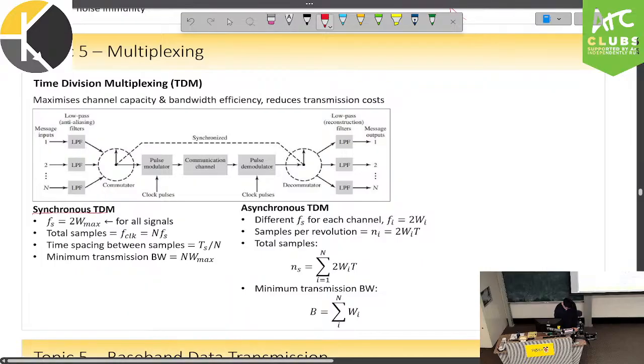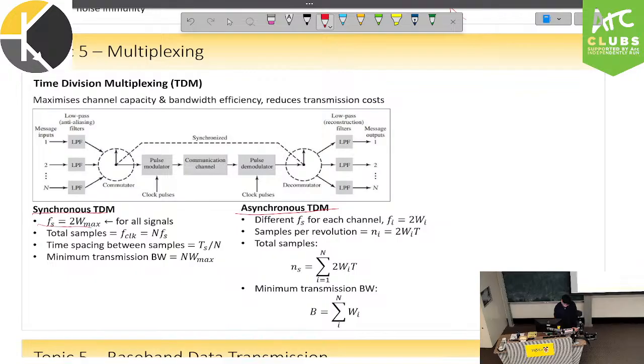We have two different types of TDM. Synchronous is when all of your messages have the same sampling frequency, which gives you these simple equations. Whereas in asynchronous, we have messages that are at different sampling frequencies, which is denoted by these slightly more complicated equations.